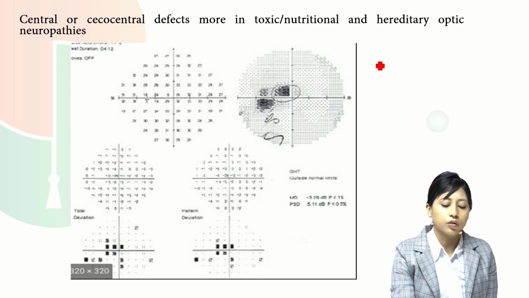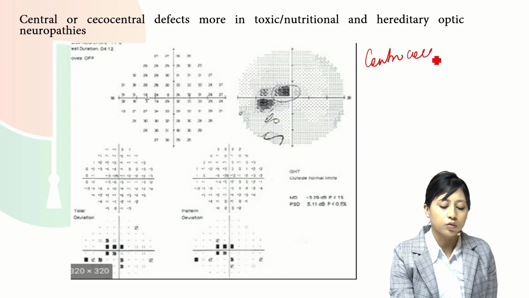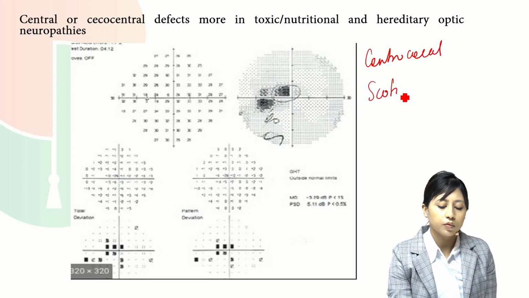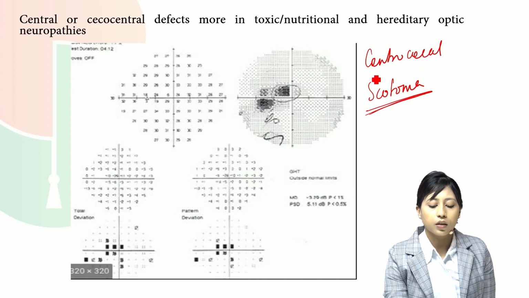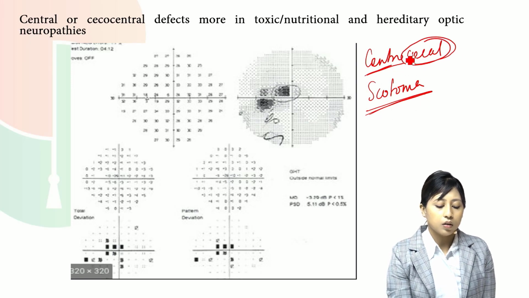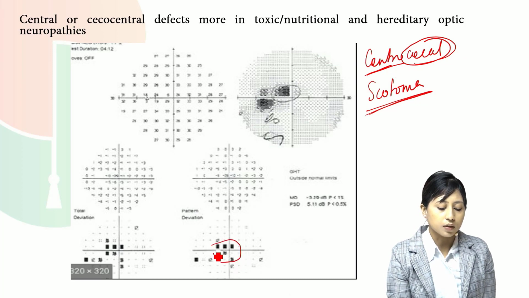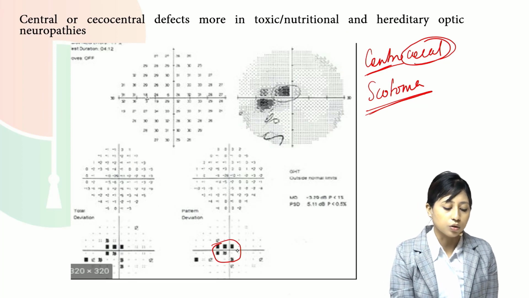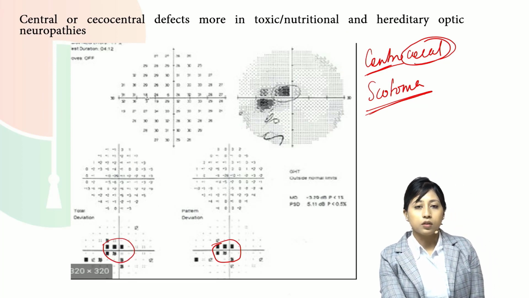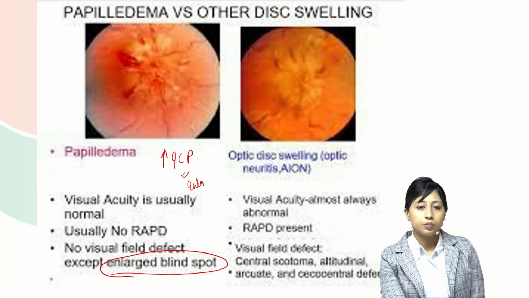So what is a centrocecal scotoma? Scotoma means an area of not seeing, central means central, and cecal refers to the blind spot surrounding the optic nerve. So this scotoma, central and involving the blind spot around the optic nerve, is a centrocecal scotoma. So this is the centrocecal scotoma. Centrocecal defects are seen in optic neuritis.